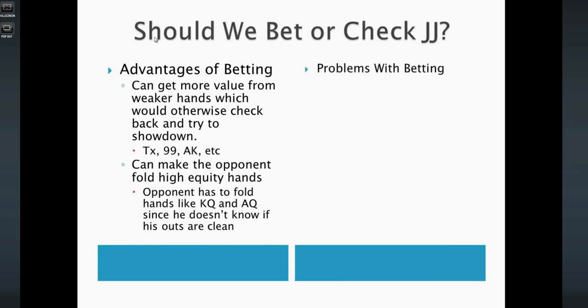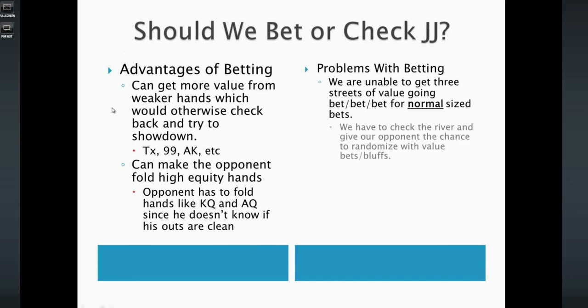The problems with betting, and there are many. We are unable to get 3 streets of value going bet, bet, bet for normal sized bets. So we'll talk about not normal sized bets in another video, but going bet, bet, bet when we're out of position is something we usually want to do. It's very, very hard, if not just straight out impossible, to do it here, because our opponent's range is so strong. We have to check the river and give our opponent the chance to randomize with value bets and bluffs.